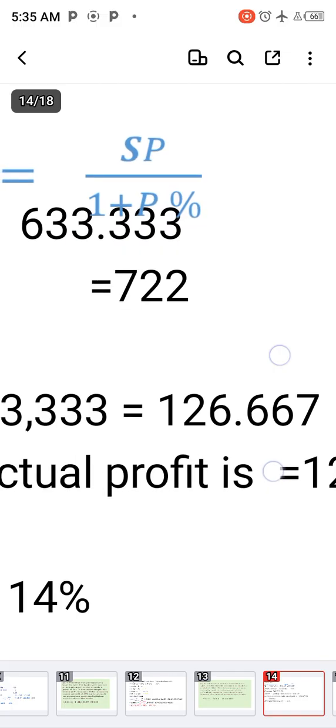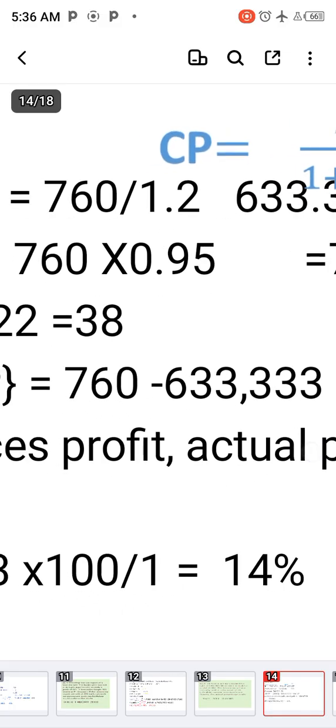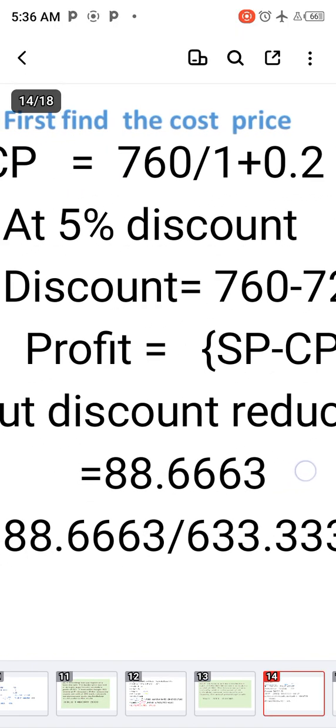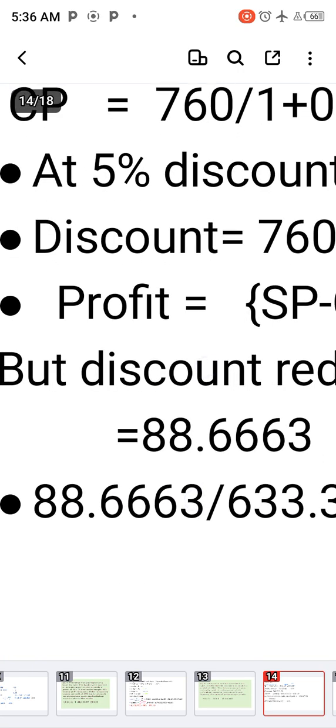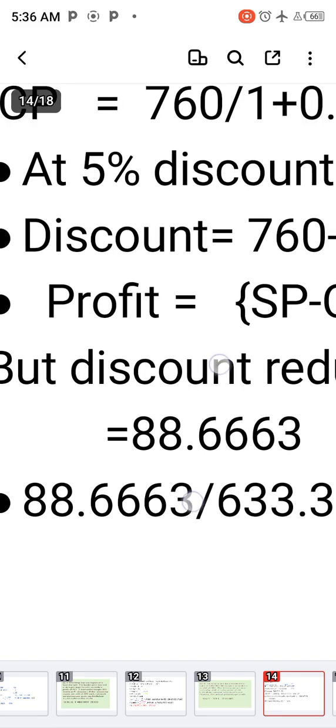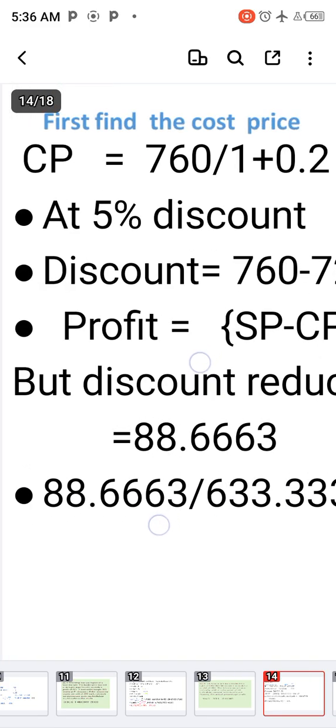Do not forget that it was sold at a discount, and discount has the effect of reducing the profit. So the actual profit made is 126.667 minus 38, which is the discount. That will eventually give us 88.667. Then this is now the profit.